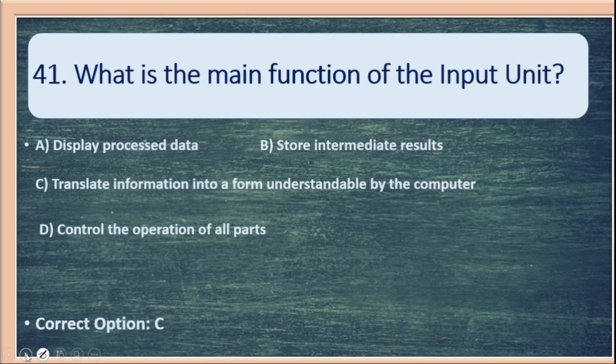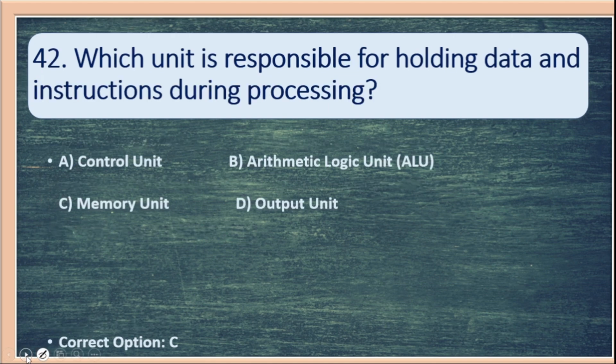What is the main function of an input unit? Display processed data, store immediate results, translate information into a form understandable by the computer, control the operation of all parts. Answer is C. Which unit is responsible for holding data and instructions during processing? Control unit, arithmetic logical unit, memory unit, output unit. Answer is C, memory unit.